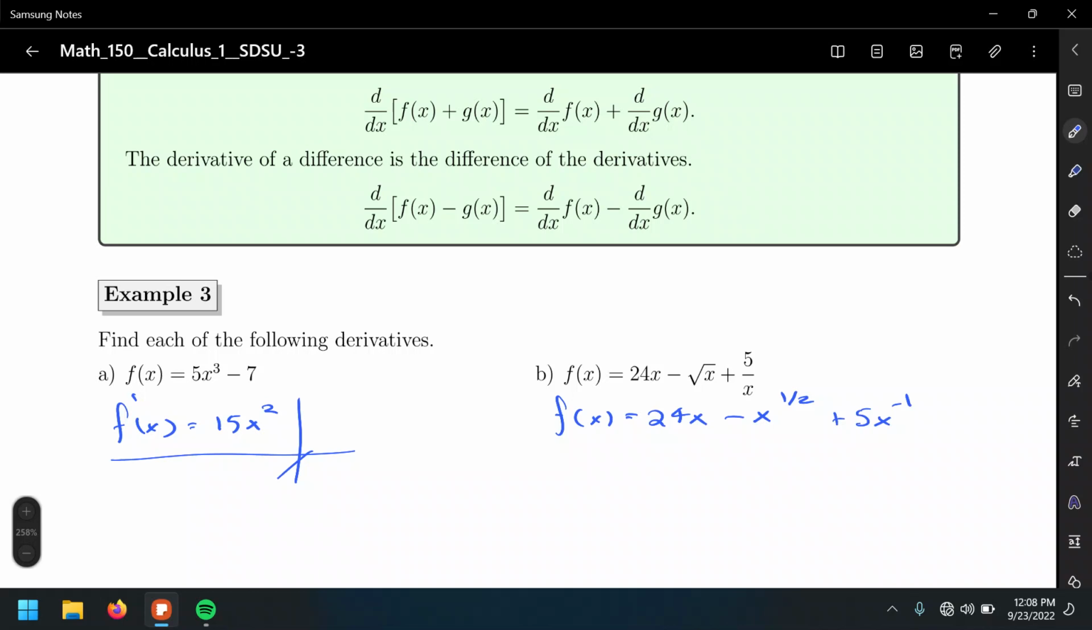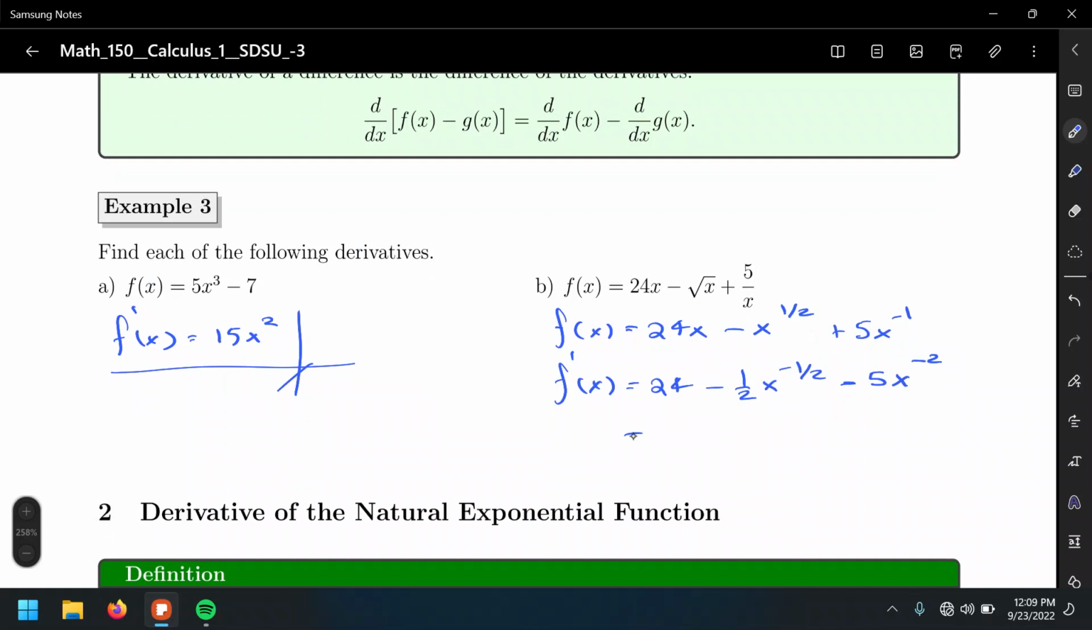So let's differentiate 24x. What's the derivative of 24x? 24. What's the derivative of x to the 1/2? So minus 1/2 x to the, what's 1/2 minus 1? Negative 1/2. And negative 1 times 5, isn't that going to be negative 5? X to the what power? Negative 2, negative second power. Alright, so we're done with the calculus.